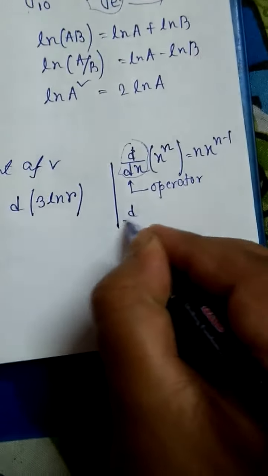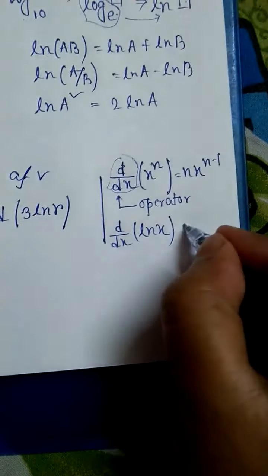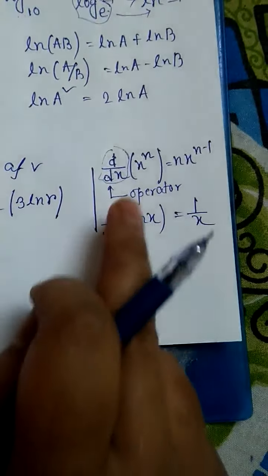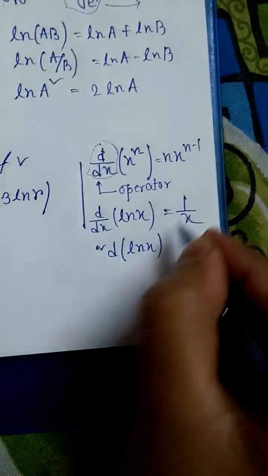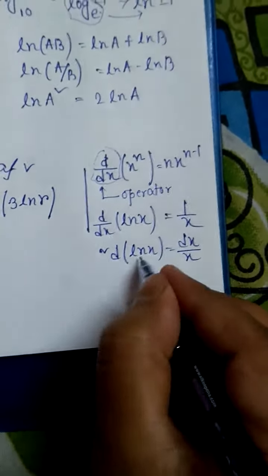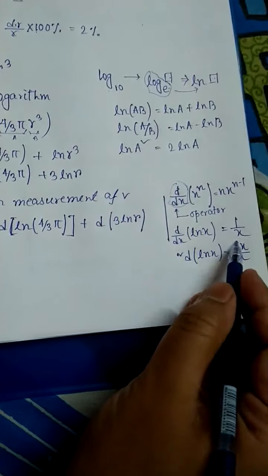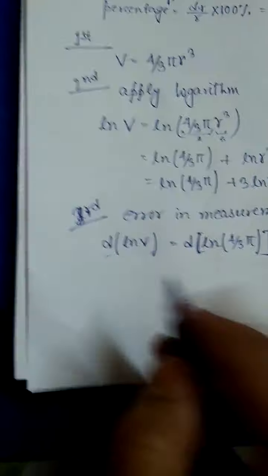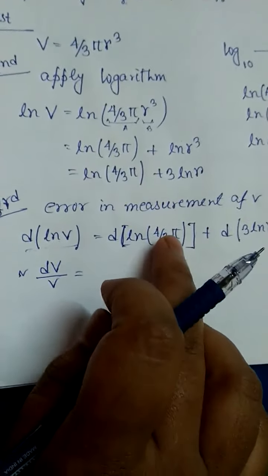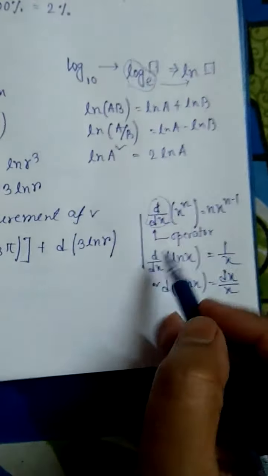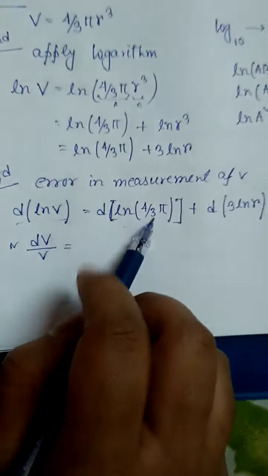So basically, what is d/dx of ln x? d/dx of ln x is equal to 1 by x. This is the formula. So d of ln x, taking dx to this side, is dx by x. That means d of ln v is dv by v. So I am writing dv by v. Basically 4/3 pi is a constant, and I have just told you the function of the derivative operator is to find change. So this is a constant, it should not have any change.